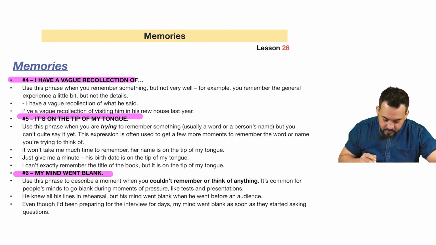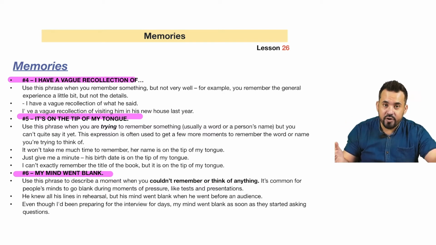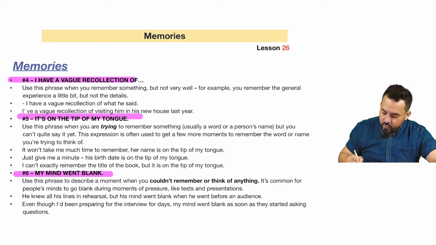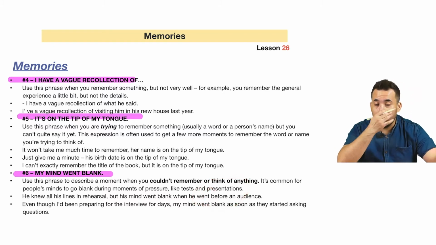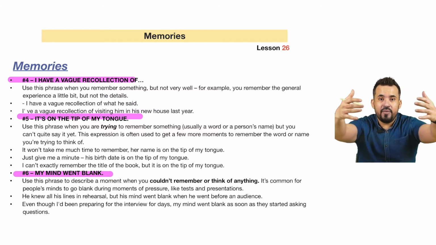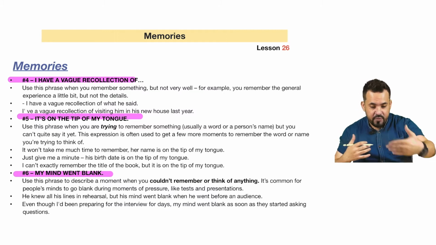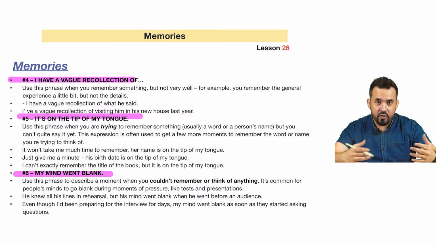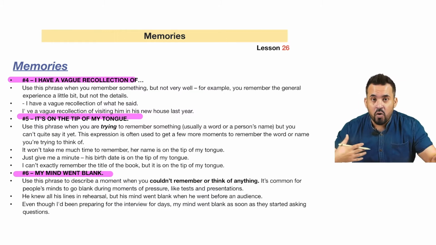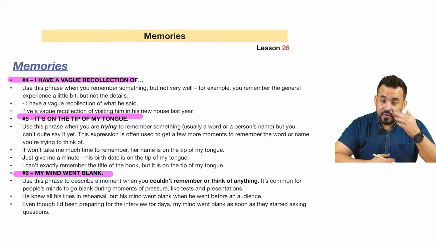He knew all his lines in rehearsal, but his mind went blank when he went before an audience. Before here, we use before, it's the same way of saying in front of. So you standing before me means you're standing in front of me. Or the thing was before me the whole time, it means it was right in front of me the whole time. So before or in front of, they mean the same thing.